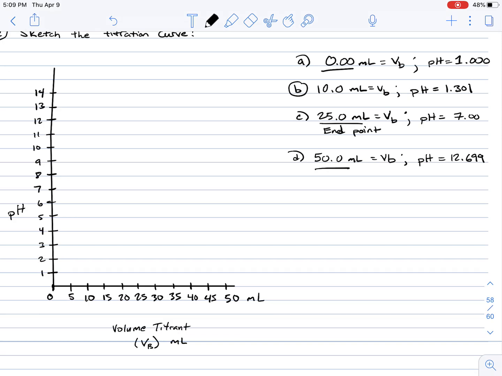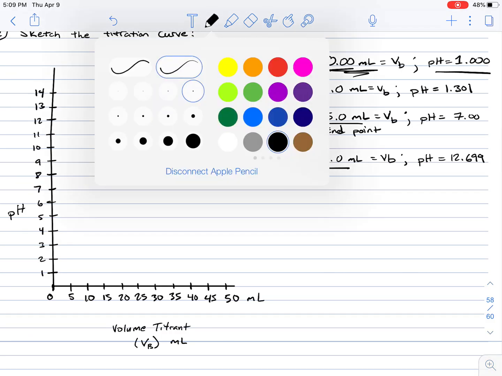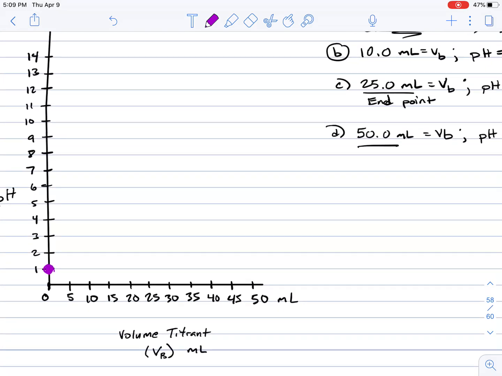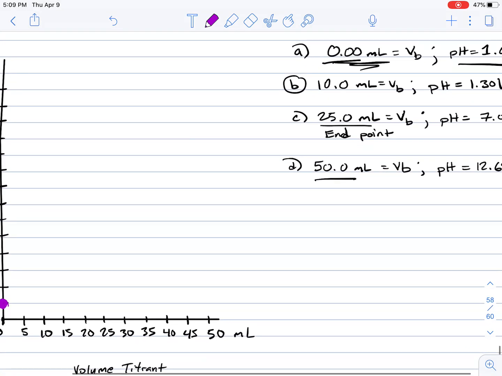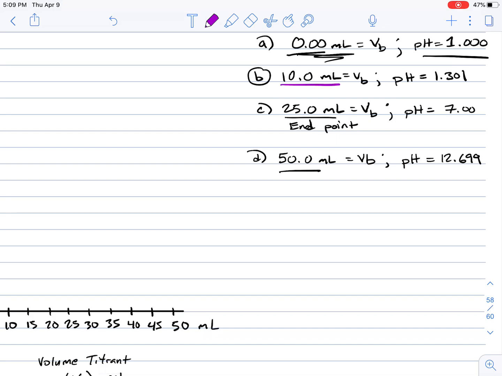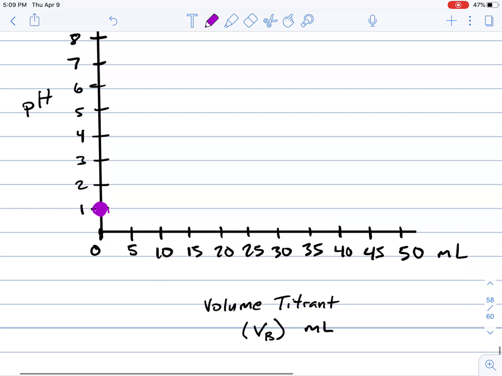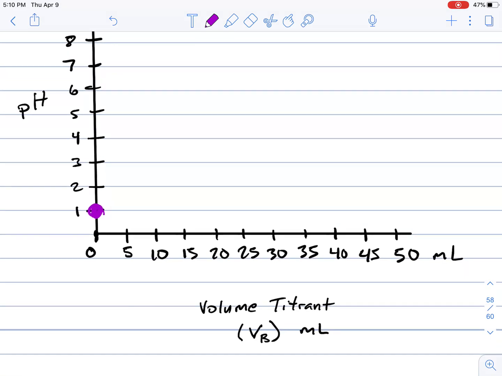At 0 milliliters, I have a pH of 1. I'm going to represent this by, let's do purple. So it's 0 milliliters, my pH is 1. That's my first point. Hopefully you guys see that. My second point is going to be 10 mils, and that's 1.301. So here's my 10 mils, and 1.301 is just slightly above my first point.